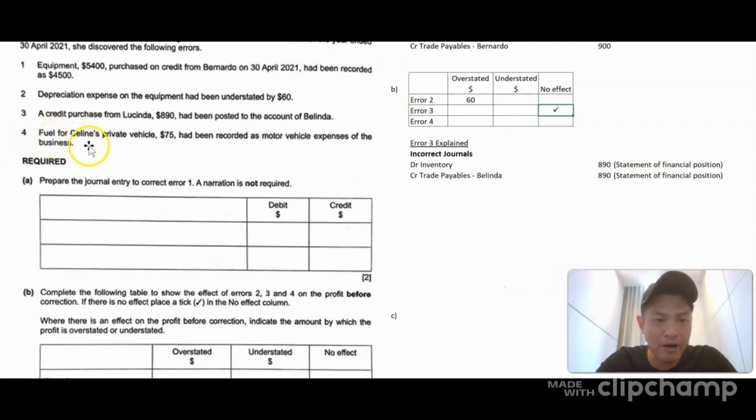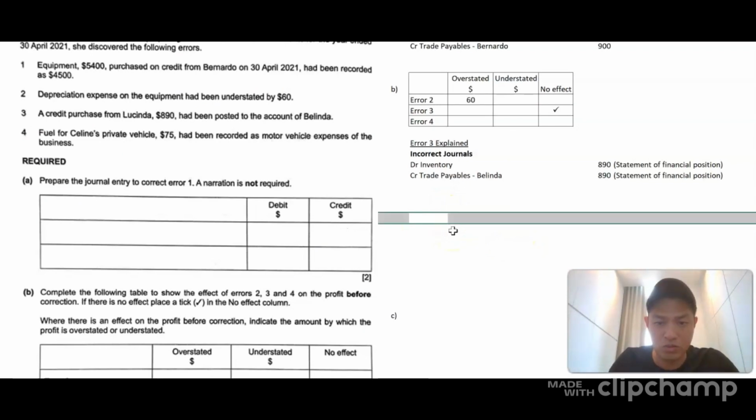Error number 4. Error number 4 says fuel for Celine's private vehicle had been recorded as motor vehicle expense of the business. Now we know that if Celine has bought something using the company's funds for her own purpose, then we cannot consider it as a company expense, and it should be put to the drawings account, right? So let's look at the journal entries for a moment.